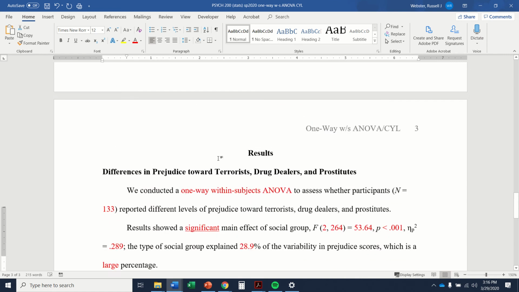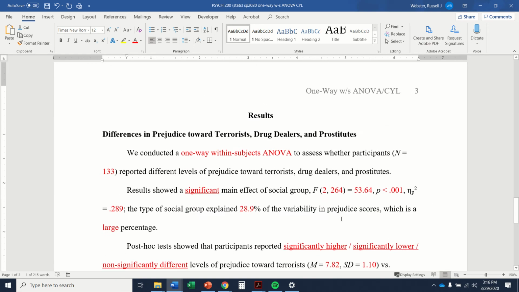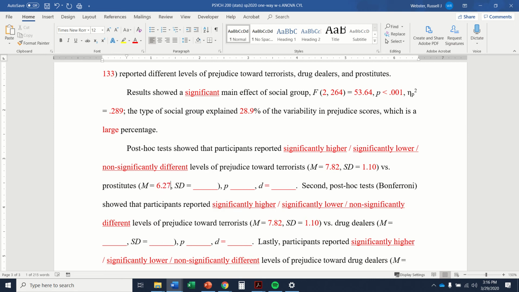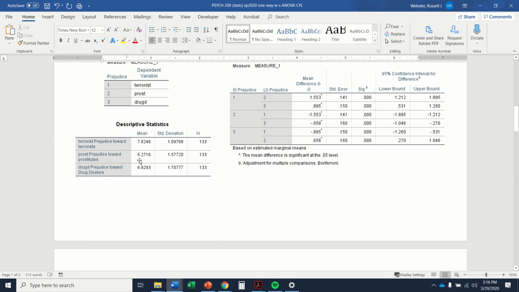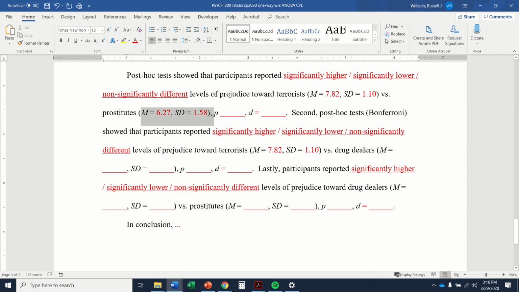And then we have prostitutes. And so the mean is 6.27 and the standard deviation is 1.58. 6.27, 1.58, just make sure. And then we can copy and paste this over.